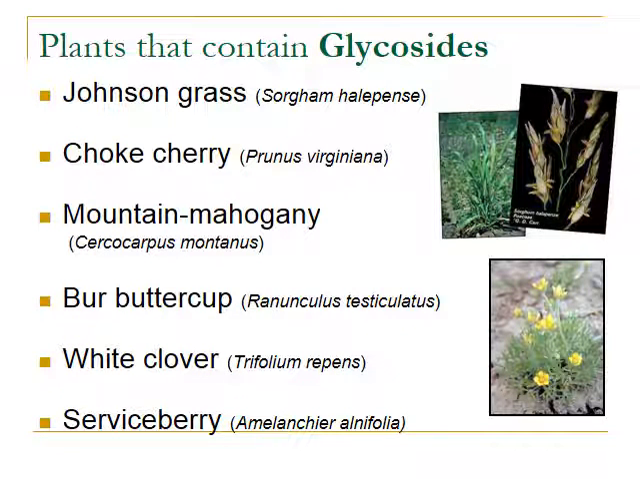Plants that have glycosides: Johnson grass, chokecherry is one that we see occasionally a rash of poisonings from, and then most of the time it's just fine. Mountain mahogany, burr buttercup, white clover, serviceberry, all of those plants generally are not considered toxic, and then some strange combination will make them convert these glycosides into toxic compounds and become highly toxic.